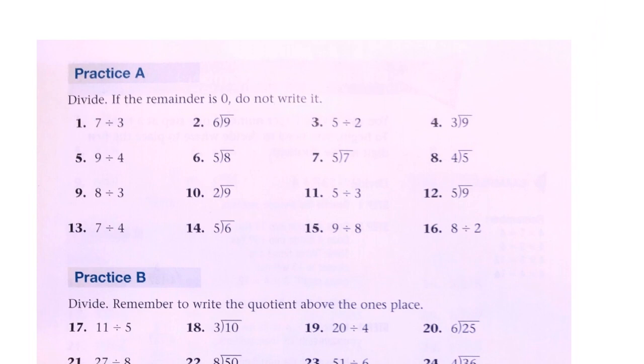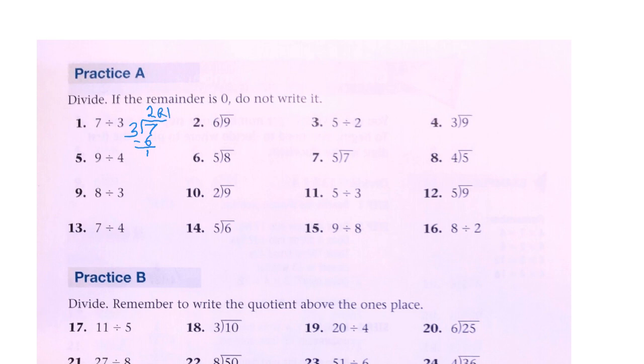Practice A. Divide. If the remainder is 0, you don't have to write it. So if it's left to right, let's put it in a division box. 7 goes in the box. It's divided by 3. How many 3s can go into 7 without going over? 2. 2 times 3 is 6. 7 minus 6 is 1, so the remainder is 1.